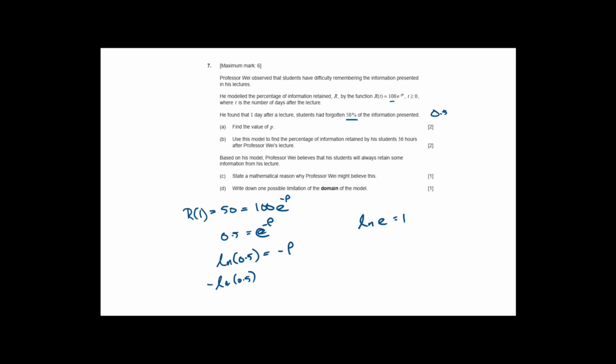Use this model to find the percentage of information retained by his students 36 hours, that is 1.5 days, after his lecture. Well, okay, we're just going to put t equals 1.5. So the amount retained after 1.5 days is going to be equal to 100 e to the natural log, because negative, negative is positive, natural log of 0.5 times 1.5. And we would just put those numbers in.